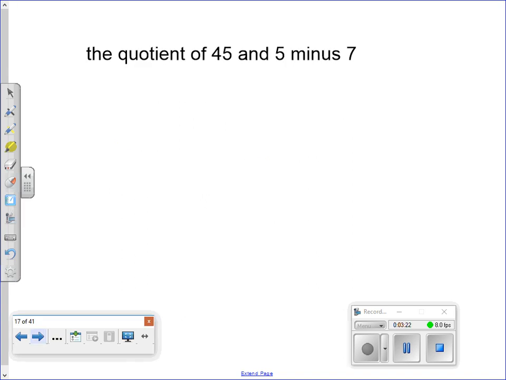The quotient of 45 and 5 minus 7. Pause the video. Try this one on your own. Remember, quotient is division. So 45 divided by 5 first, and then minus 7. Now, we could add parentheses here, but order of operation tells us to divide anyway before we subtract. So with or without parentheses, this would be correct.